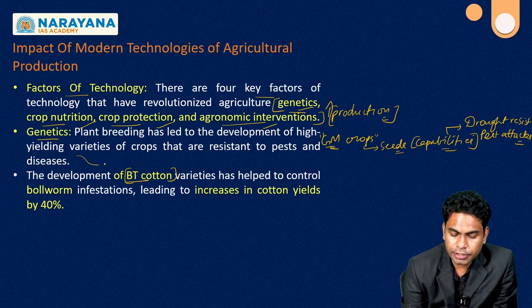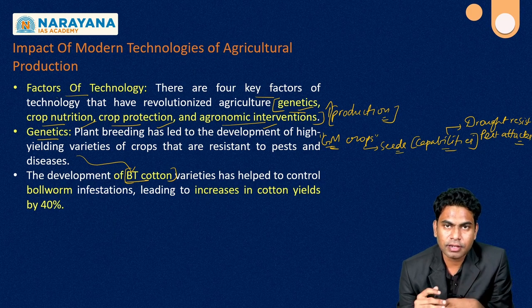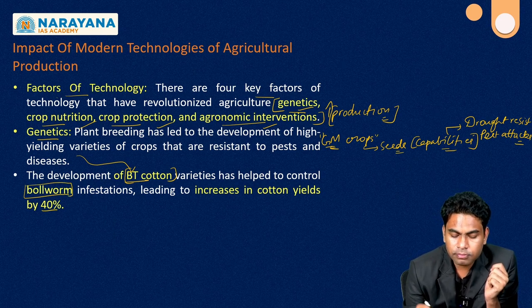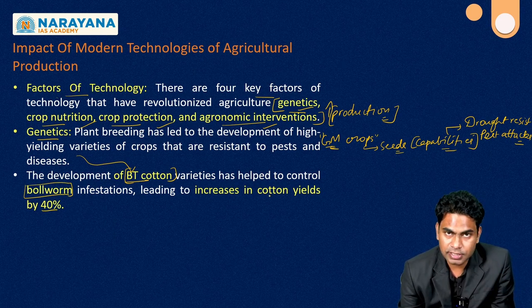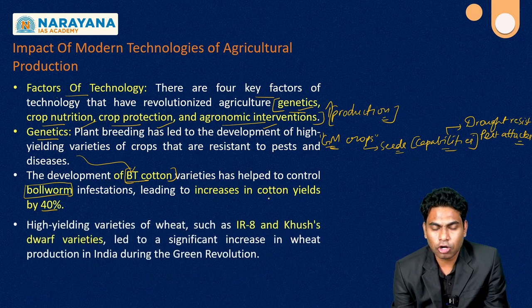Next, the development of BT cotton is itself an example here. BT cotton adoption and cultivation led to a rise in production of cotton by 40%. How? We are able to reduce the attack of the bollworm and thus there was a rise in yields. As you know, bollworm attack significantly impacts the output of the cotton.